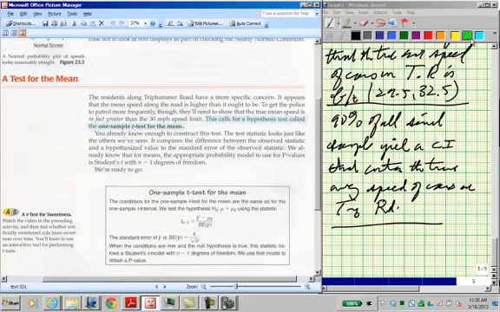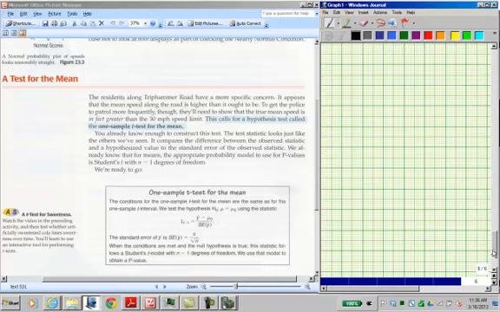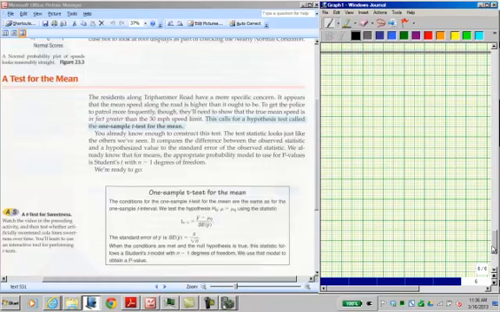Now we're going to get a p-value. We're going to do a one sample t-test. So we're going to calculate a t-score. So t of degrees of freedom n minus 1, we'll call it, equals y bar minus mu sub 0, the null hypothesis, divided by the standard error.